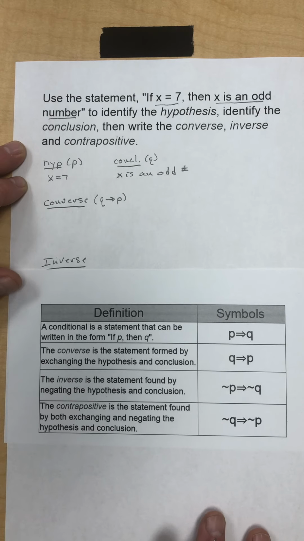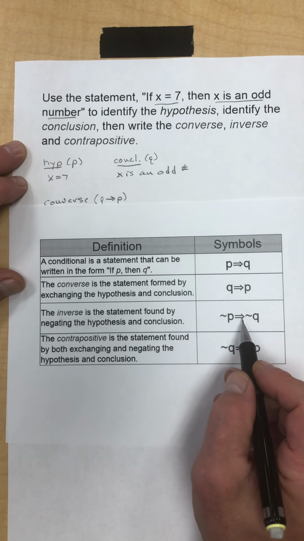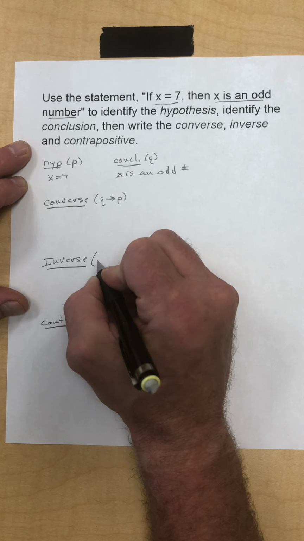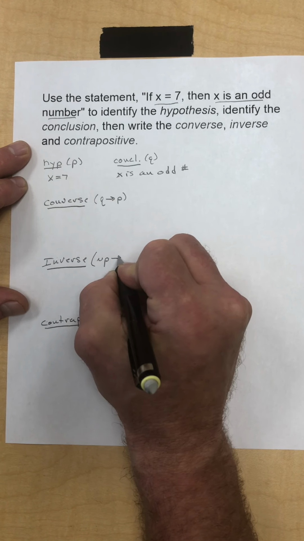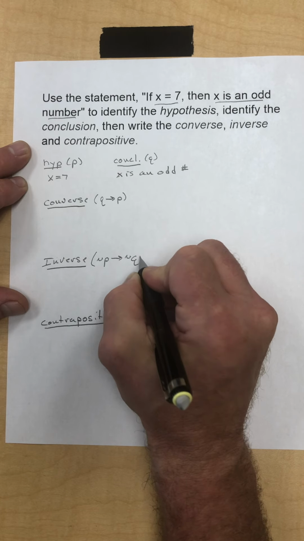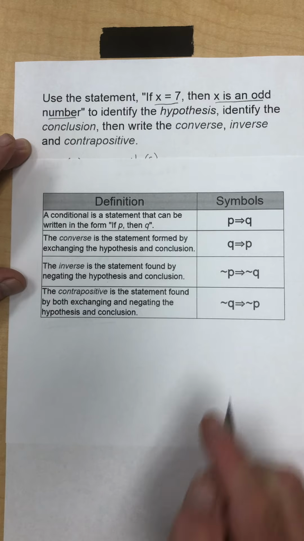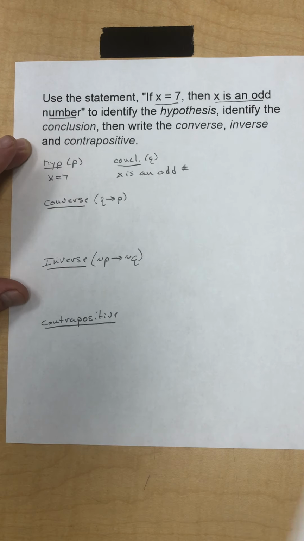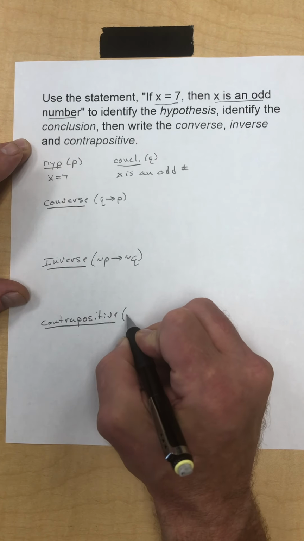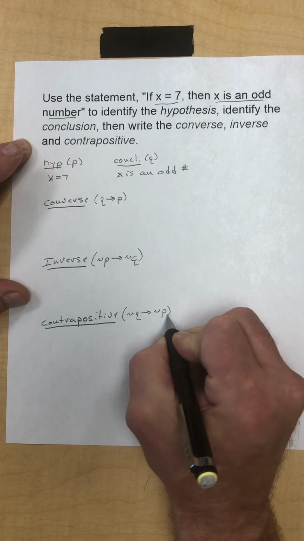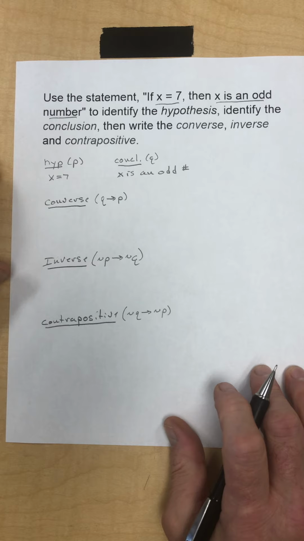Your inverse means we don't switch them, we just negate them. So non-P implies non-Q, or if non-P, then non-Q. And then your contrapositive, we switch them and negate them. So non-Q implies non-P, or if non-Q, then non-P.